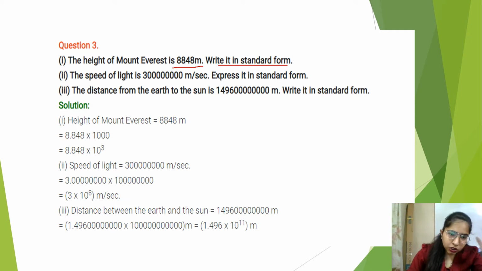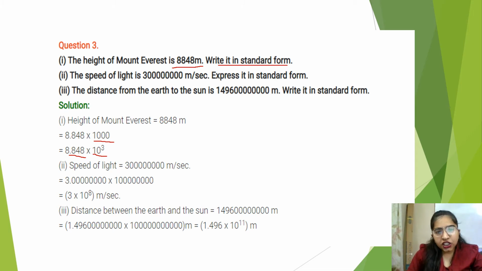So if you want to put the point after 3 digits, you have to multiply it by 1000, because 3 digits means 3 zeros, which means 1000. So it will be 8.848, and 1000 can be written as 10 raised to power 3. That's it. Simple. Clear all of you?